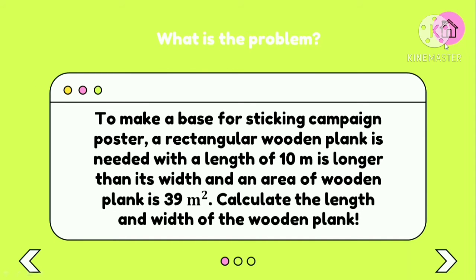To make a base for sticking campaign posters, a rectangular wooden plank is needed with a length 10 meters longer than its width, and an area of 39 square meters. Calculate the length and width of the wooden plank. Let's try to solve this problem with the geometric approach by Al-Khwarizmi.